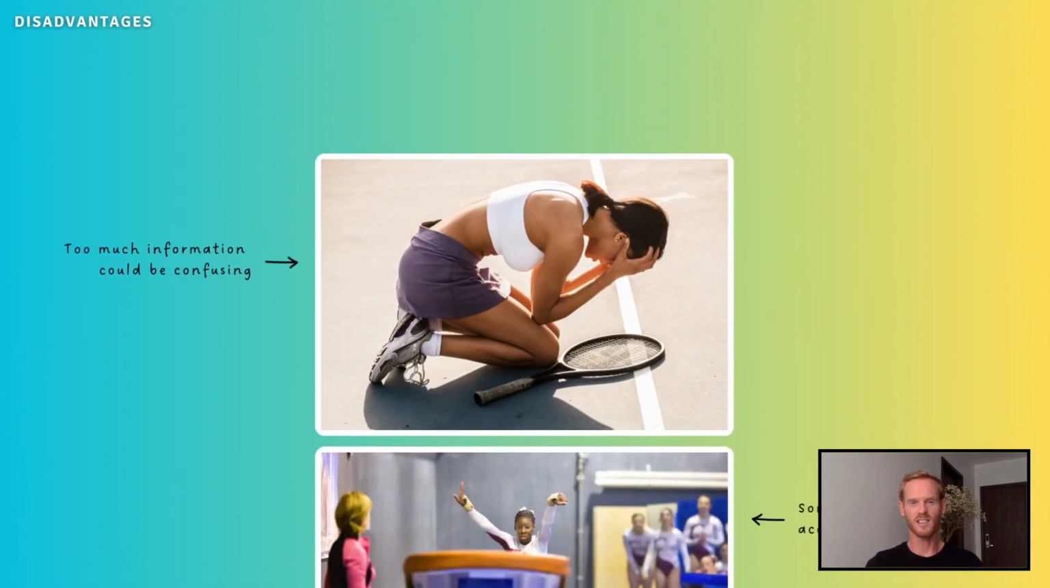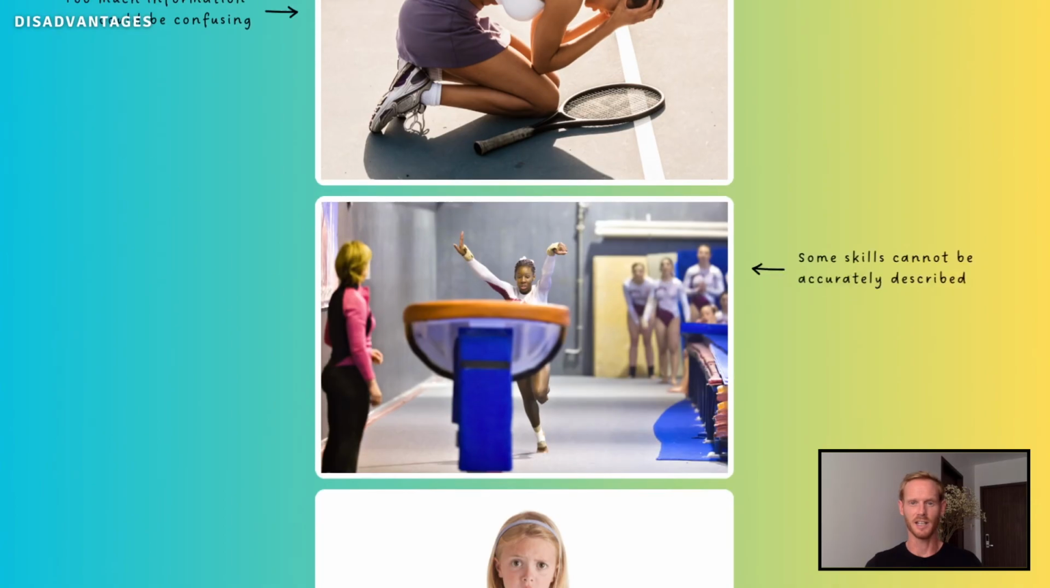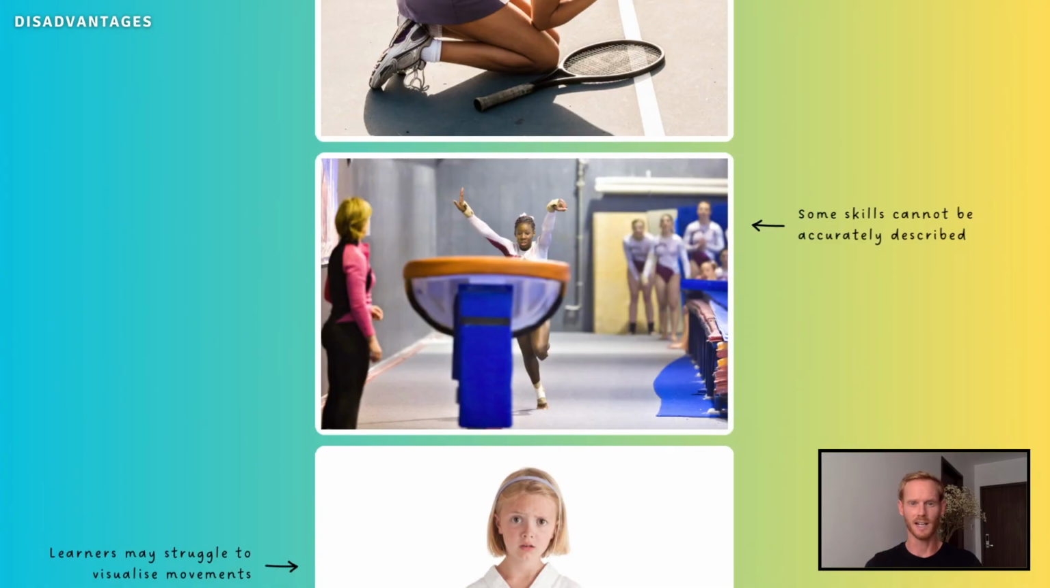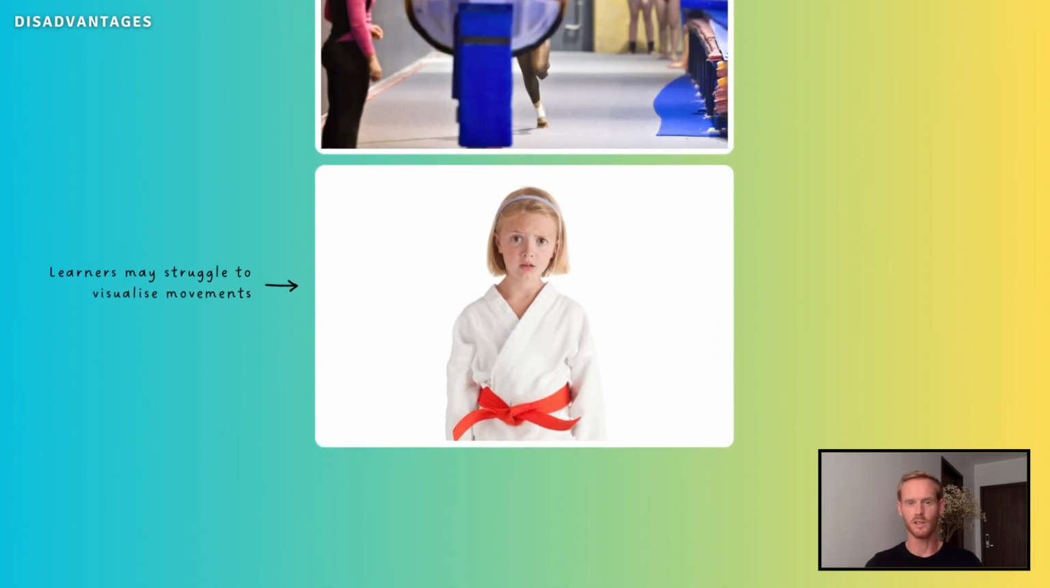However, verbal guidance must be clear and concise, as too much information could lead to confusion, particularly amongst beginners. In addition, some skills cannot be accurately explained with words alone, so in the absence of other forms of guidance, learners may struggle to visualize the movements involved.